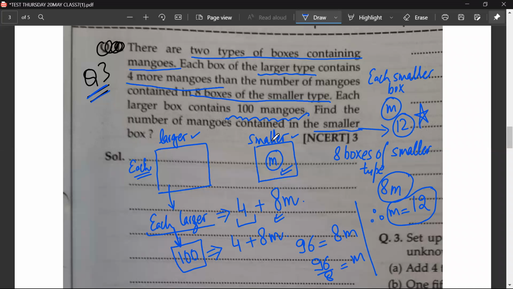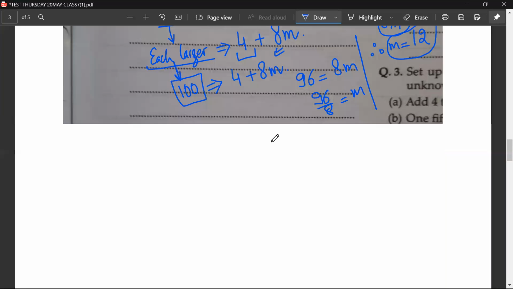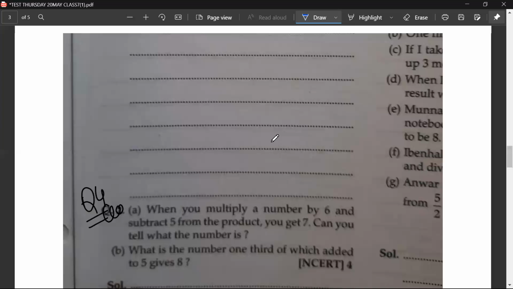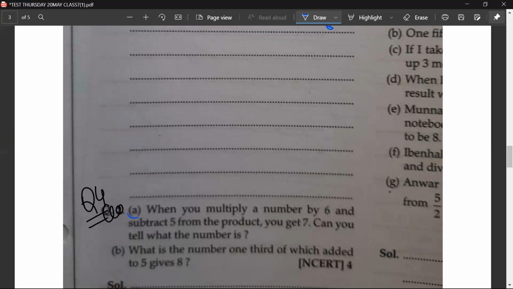Sarthak, any doubt? No, sir. Mr. Satya, any doubt? No, sir. Satya, could you do 4th A? Yes, sir.